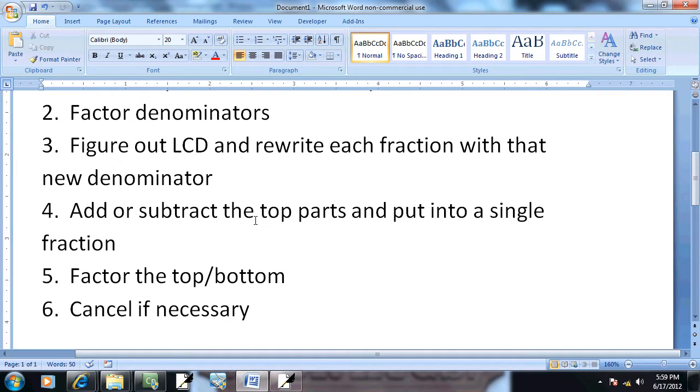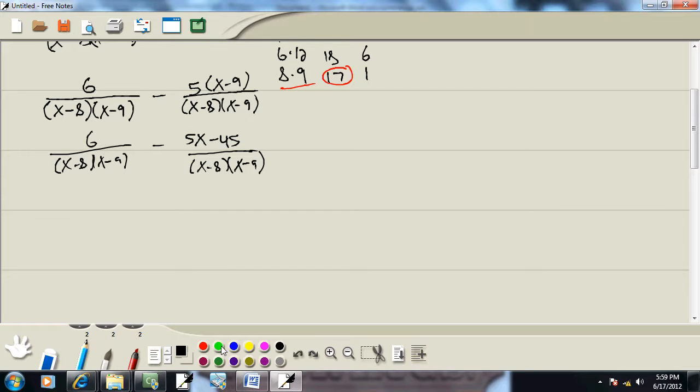Step 4, add or subtract top parts and put into a single fraction. If you got a negative out in front of your fraction, that's going to flip the sign of everything up on top. So flip the sign of 5x and the negative 45. So this becomes 6 minus 5x. That was a positive 5x. And then a positive 45. Denominator remains as is. So that gives us negative 5x. 6 plus 45 gives us 51.